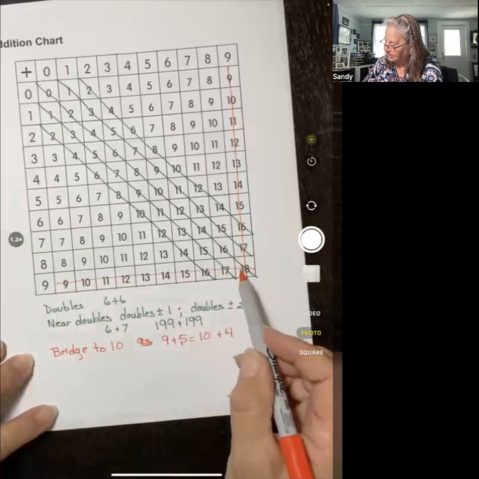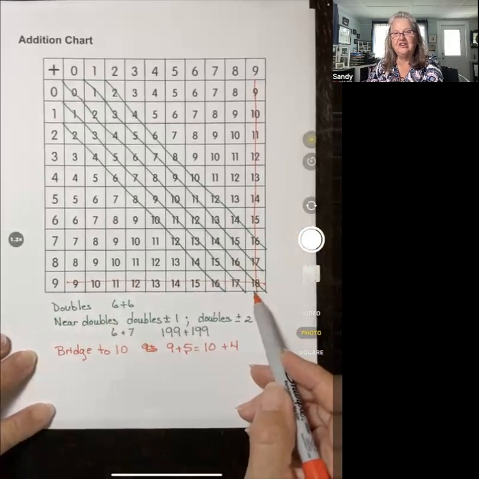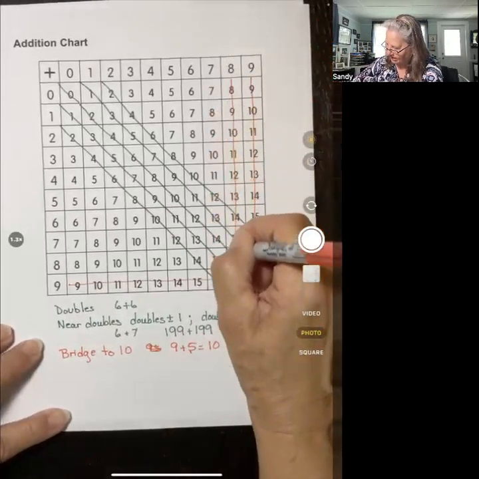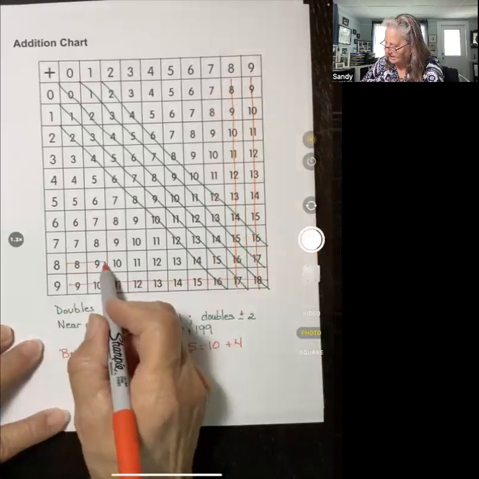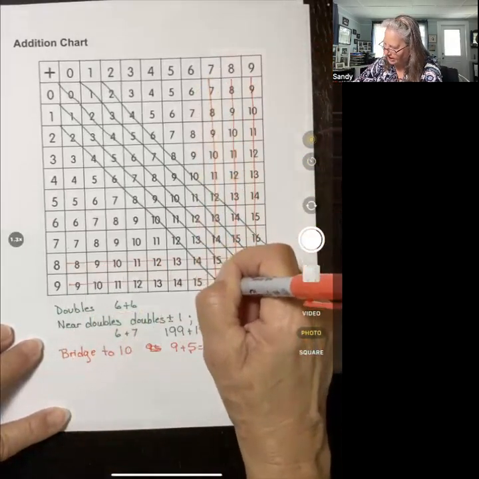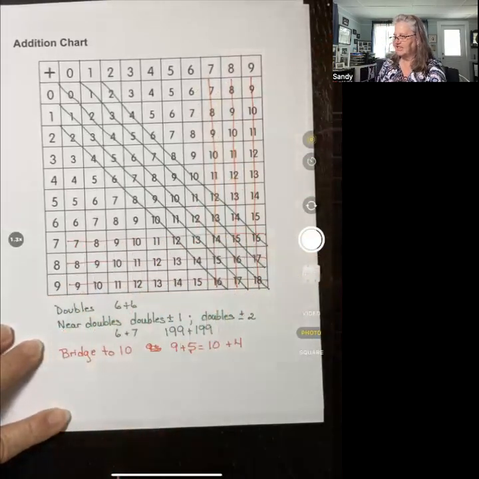And now notice we have some doubles in there, so I could go either way. I could use a double strategy, or I could use a Bridge to 10 strategy, and that's quite common. We have these, the 8s and 7s. Usually we use them with 7, 8, and 9 because we're pretty close to 10 there.